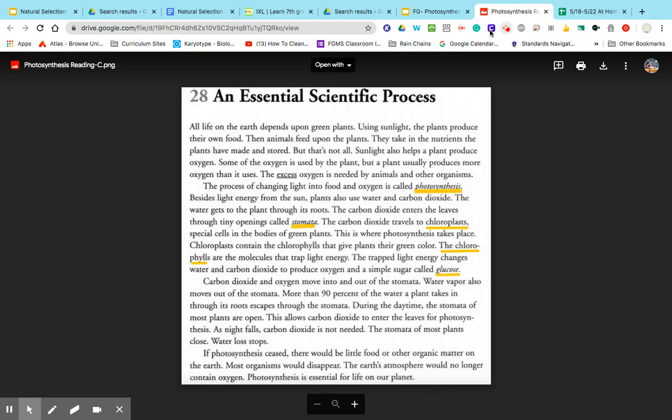If photosynthesis ceased, there would be little food or other organic matter on Earth. Most organisms would disappear. The Earth's atmosphere would no longer contain oxygen. Photosynthesis is essential for life on our planet. I hope this helped.